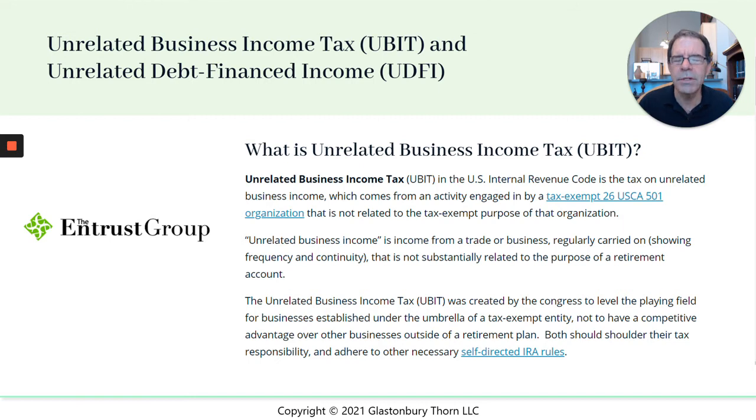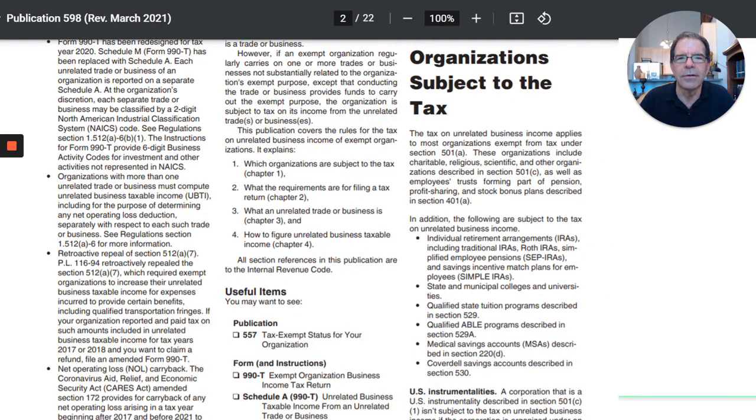Now, let's get off of the internet, because I can tell you what, I wasted much time going down many rabbit holes in places like Bigger Pockets, trying to figure all this stuff out. And the simple way is just to go to the IRS. Here we can see IRS publication 598, the most recent version, and it's talking about organizations subject to this tax.